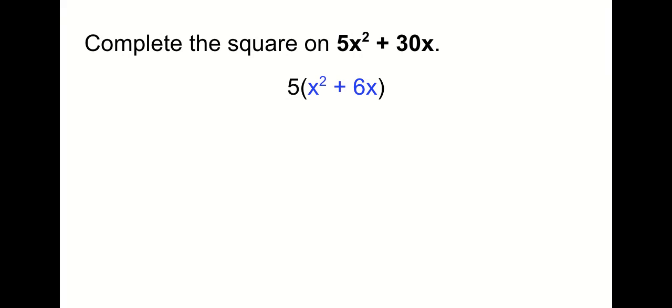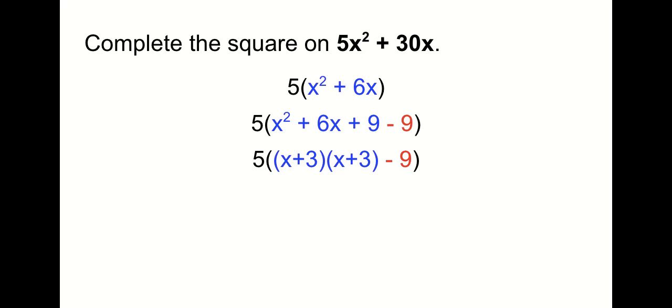So half of 6 is 3, so 3 squared is 9. So I'm going to add a 9, subtract a 9. I know that x squared plus 6x plus 9 is a perfect square, and it's going to be x plus 3 times x plus 3. I'll make that my perfect square, and then I'll just distribute the 5 back through. So it'll be 5 times x plus 3 squared minus 5 times 9 is 45. All right, so I just completed the square on 5x squared plus 30x.